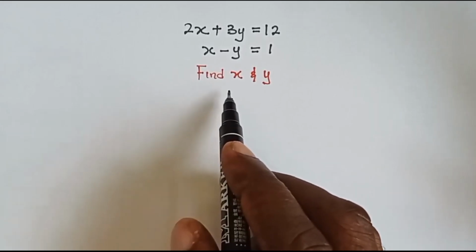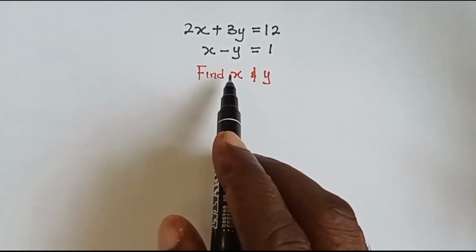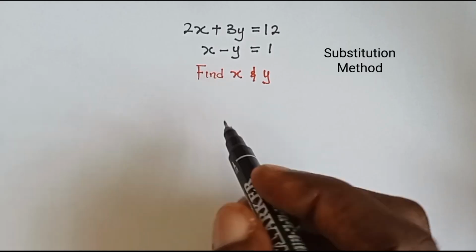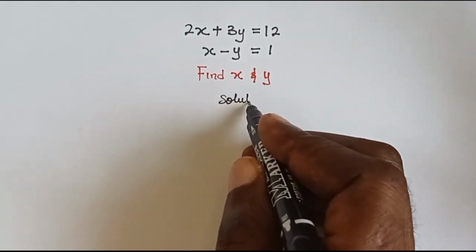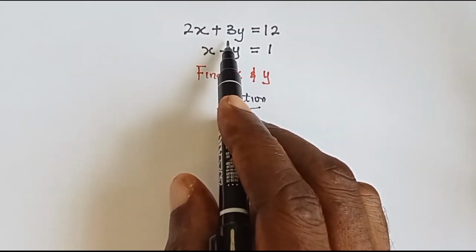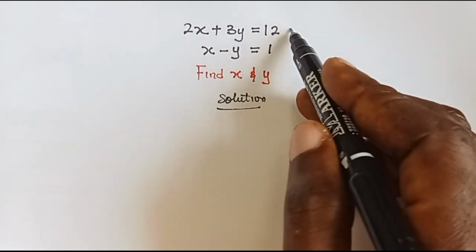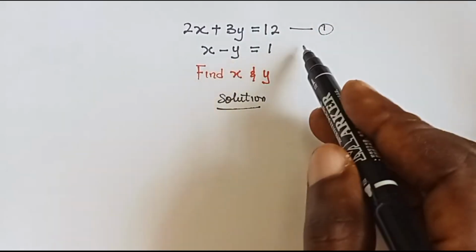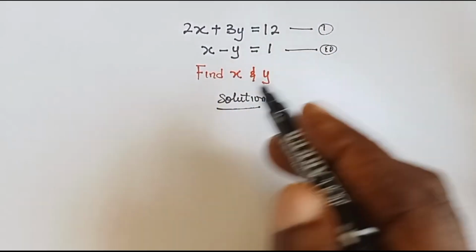In this video, we want to solve this simultaneous equation using the substitution method. Okay, so now let's do this. Solution. We have 2x + 3y = 12 to be our equation 1, and we have x - y = 1 to be our equation 2.